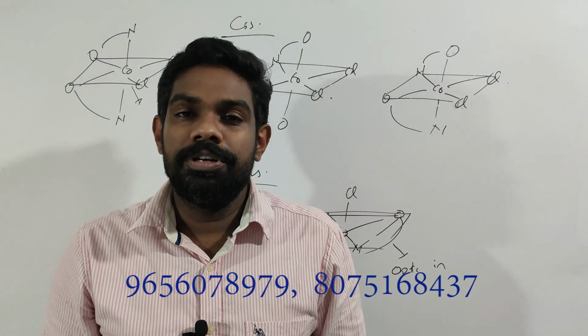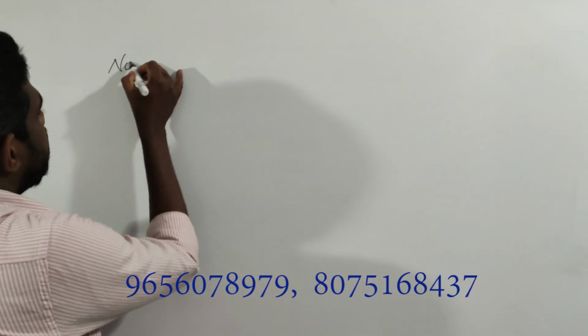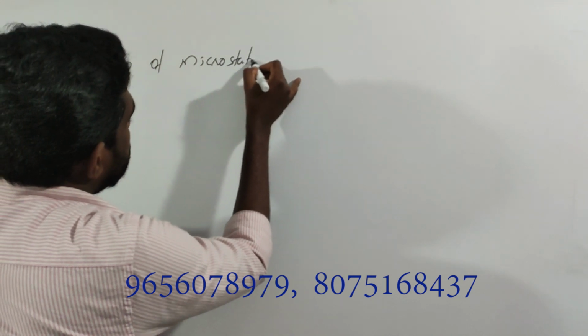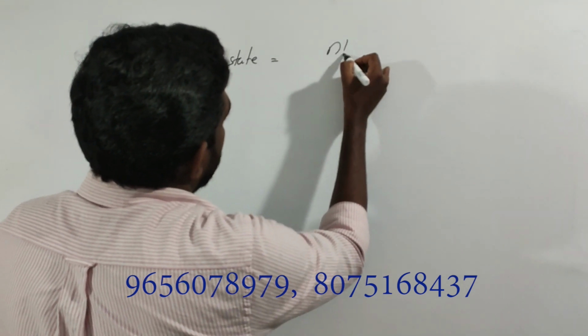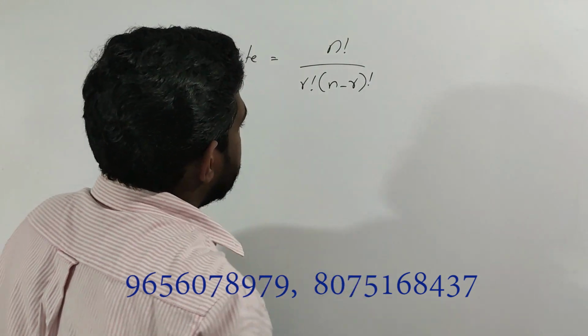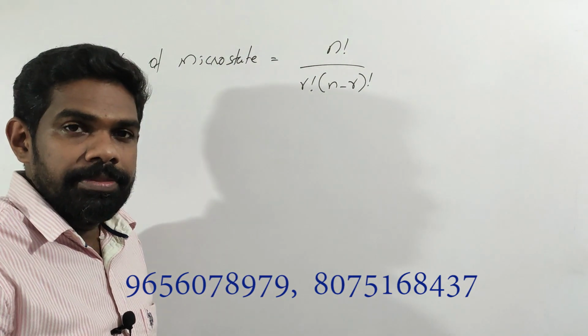Now let's move on to question number 42. The total number of microstates possible for a d8 electronic configuration is. Now let's see how to solve this. The number of microstates equals n factorial divided by r factorial into n minus r factorial. This is the equation to find out the total number of microstates.